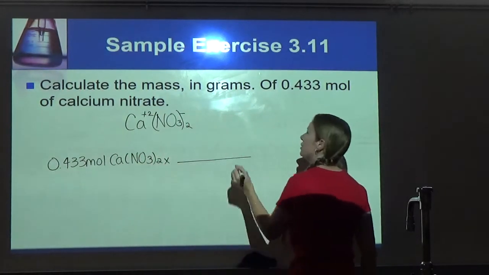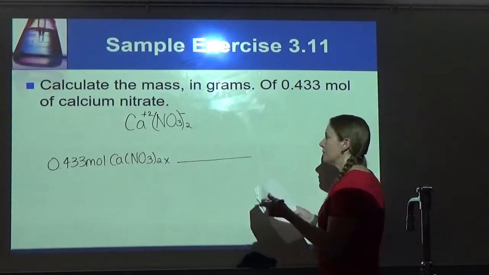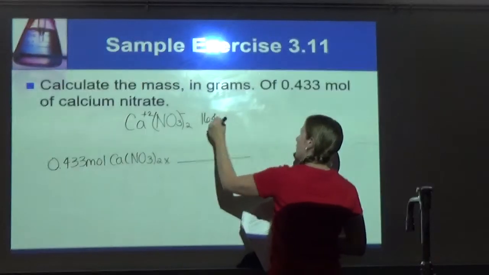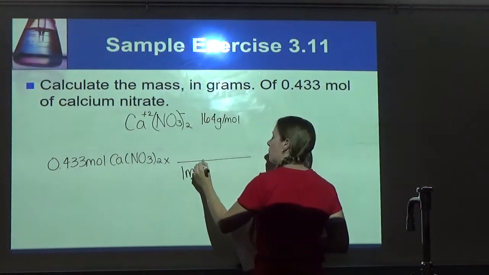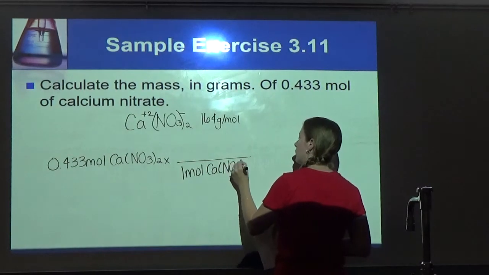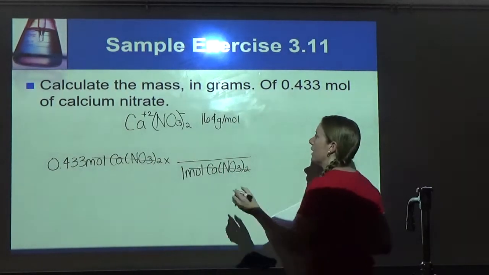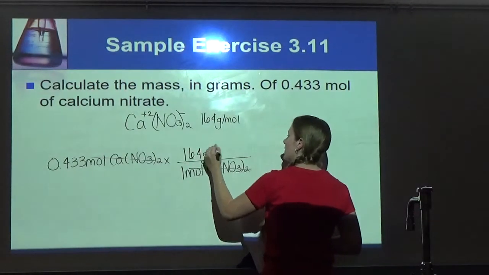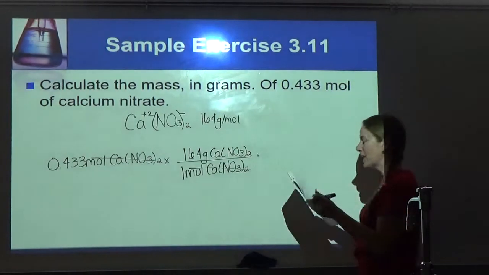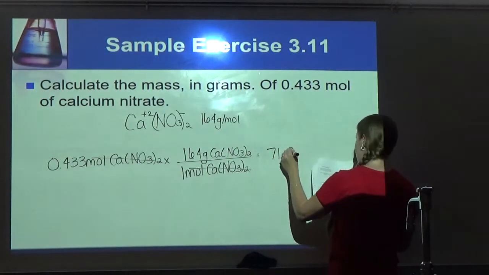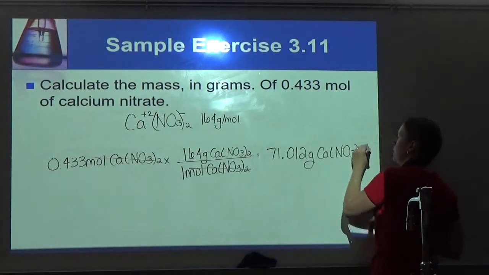I'm trying to get to mass in grams, so I need my molar mass. When I add up calcium nitrate, I get 164 grams per mole. This time mole is on top, so I'm going to put the 1 mole on bottom because I'm going to follow the golden rule: whatever unit is on top, I cancel it by putting it on bottom. That equals 164 grams calcium nitrate. Once I multiply across the top, I get about 71.012 grams of calcium nitrate. Just like that.